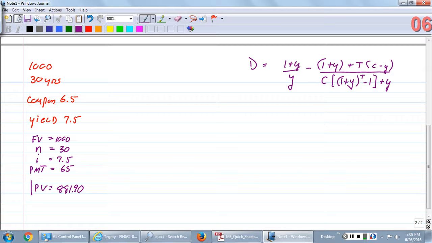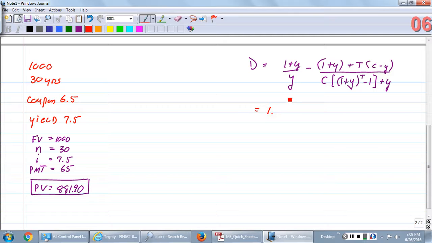Alright, so this bond is currently worth, the intrinsic value is $881.90. Now I'm going to come over to this other formula, our duration formula, and we're going to calculate the duration. Again, there's only three variables that go into this formula: yield to maturity, time to maturity, and coupon rate.